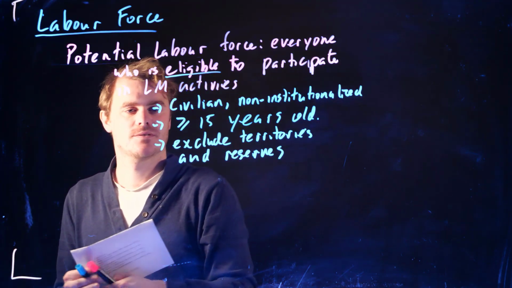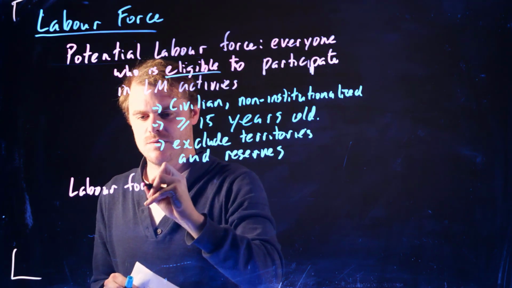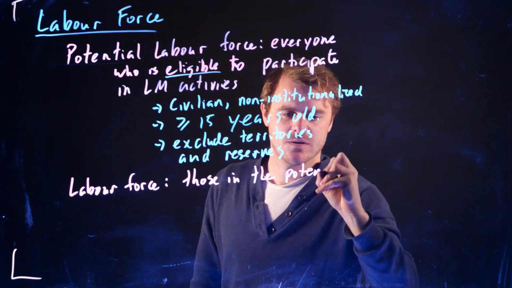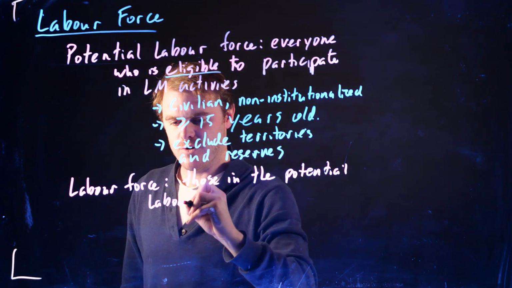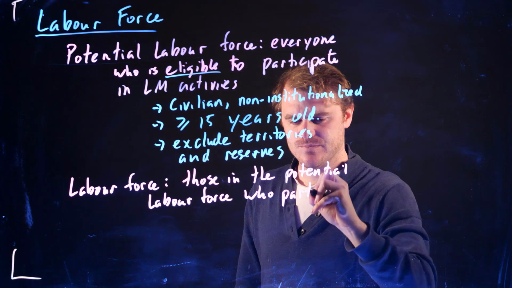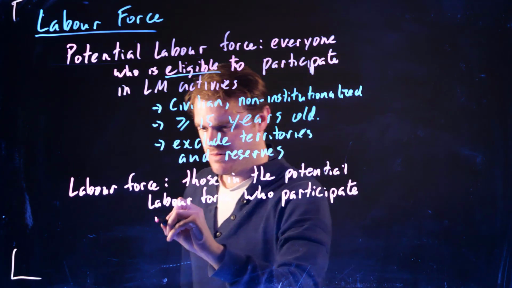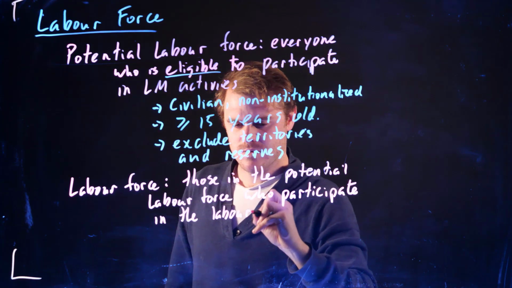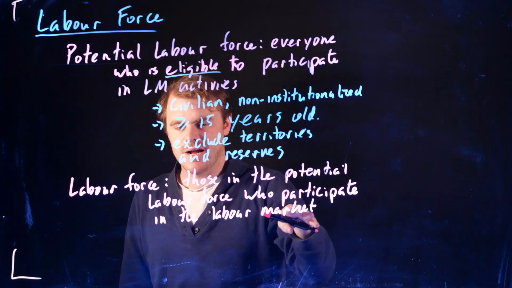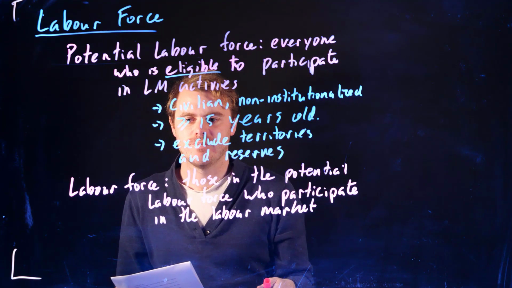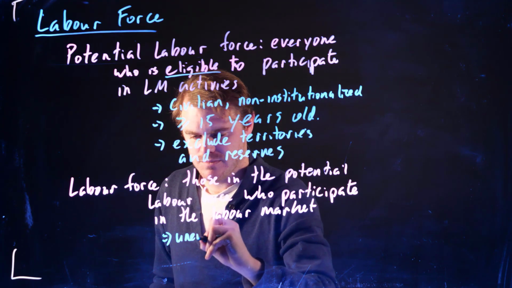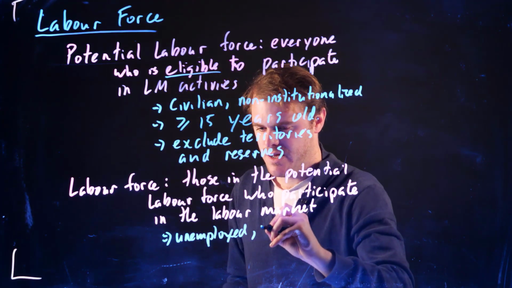So the actual labor force are those in the potential labor force who actually participate in the labor market. So this is the people that potentially could be involved in the labor force, and then those who actually participate in the labor force or labor market activities are going to be in the labor force. And so really that means unemployed and employed.